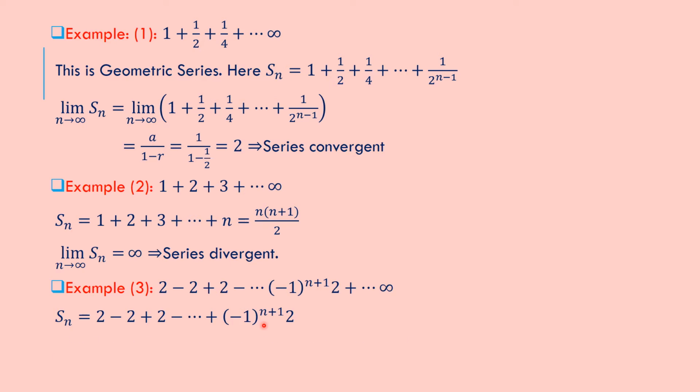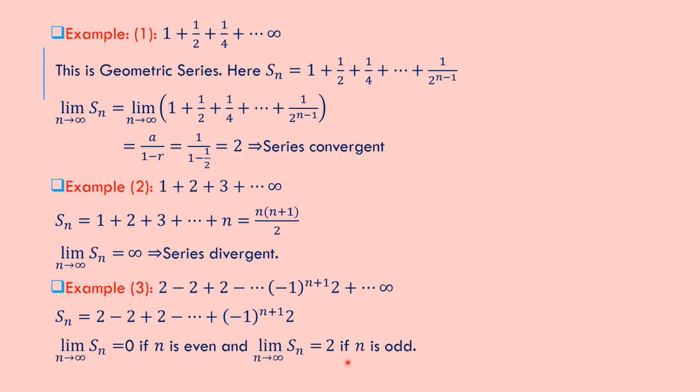Now limit Sn as n tends to infinity is 0 whenever n is even. So see here, if there are only 2 terms, 2 minus 2 is 0. If one more 2 is there, 3 terms, we get the sum as 2. If there are 4 terms, we get sum 0. So similarly, if you have an even number of terms, then the sum is 0, and for an odd number of terms, the sum is 2.